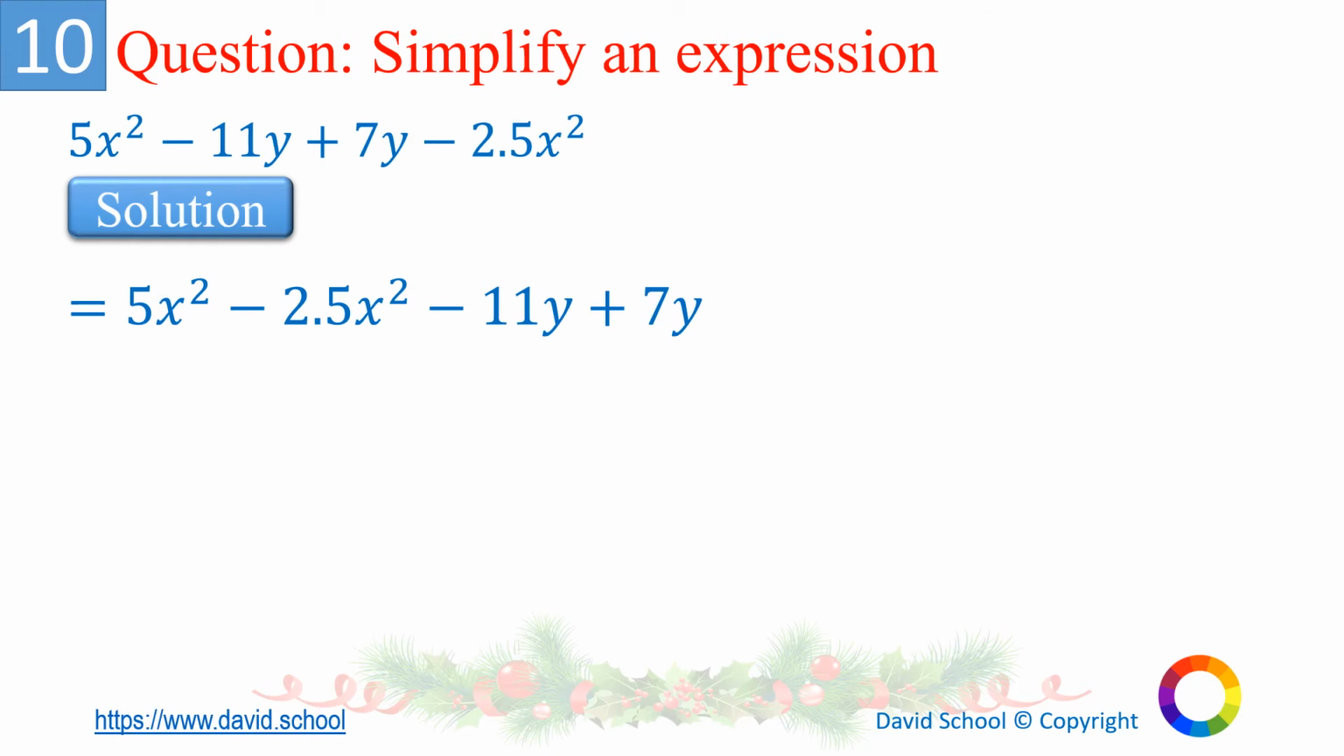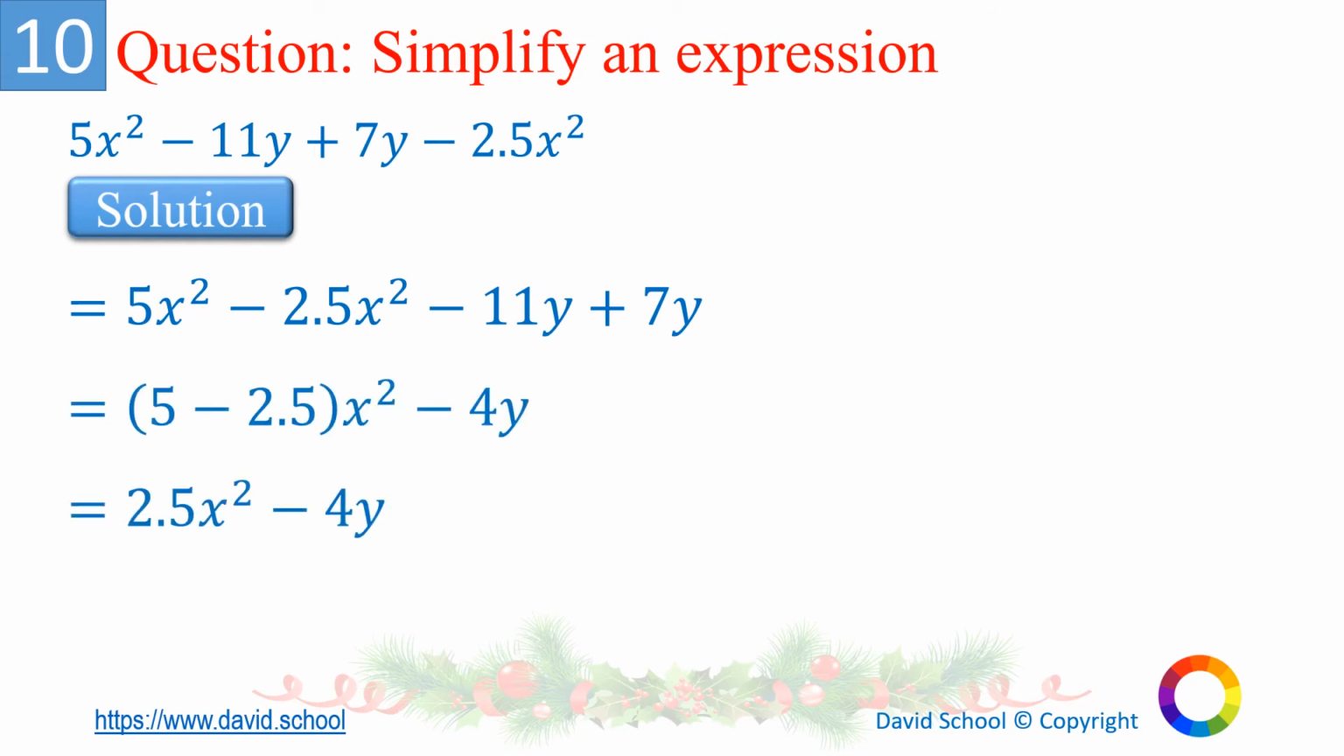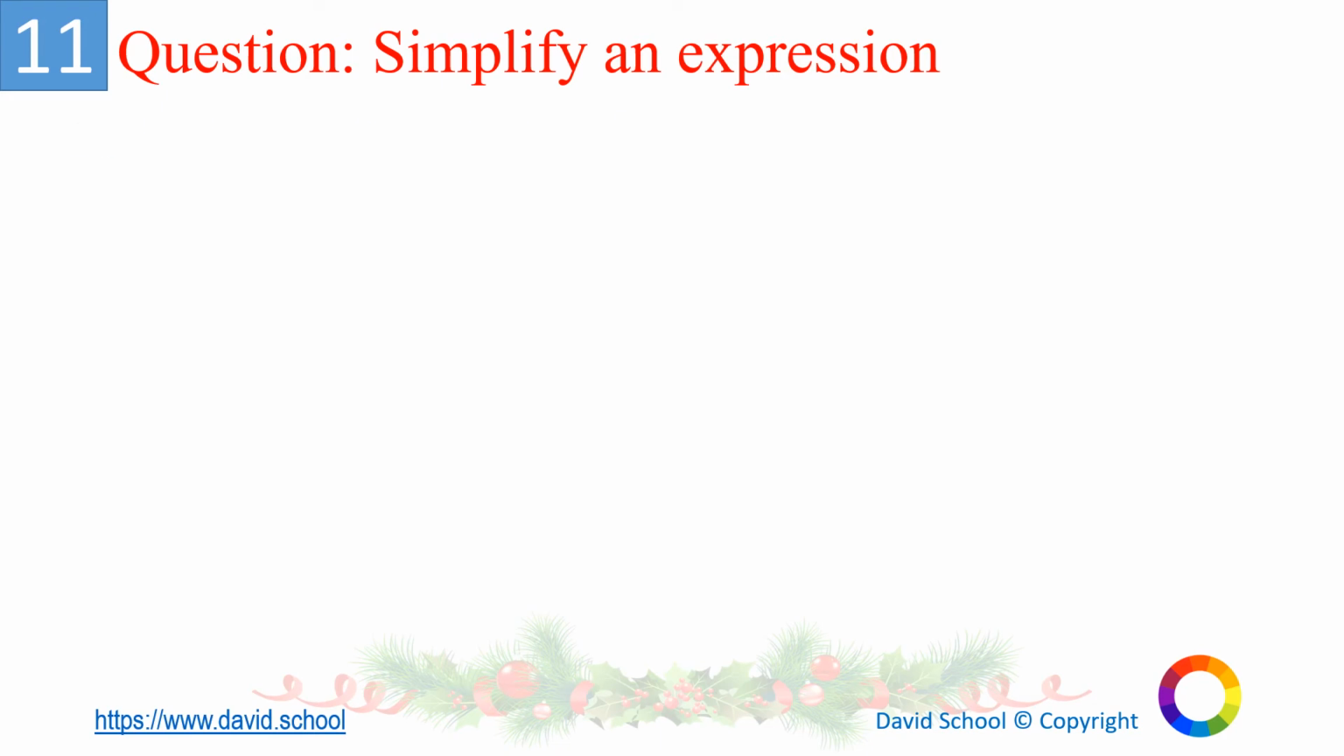Now we have 5x squared minus 2.5x squared, which is 2.5x squared, minus 4y. Let us see one more example. Question 11. We have like terms x squared and x. We have a constant negative 5.